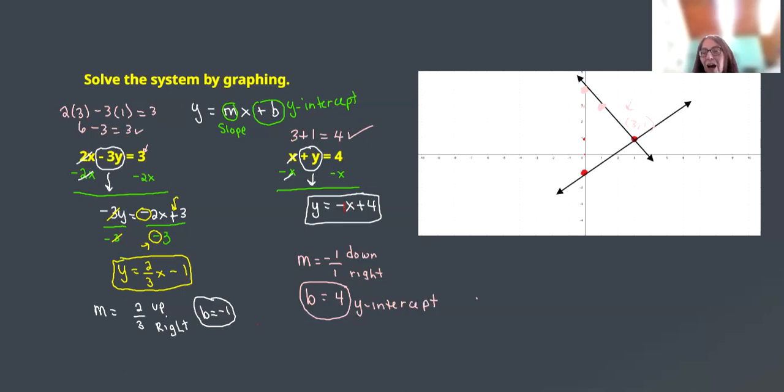All right. I hope this is helpful. We are going to go over the other methods of graphing linear equations, and then we're going to get into inequalities after that. So stay tuned.